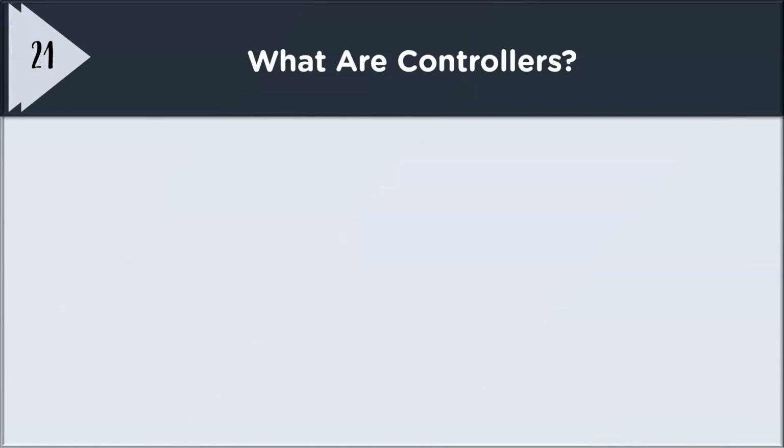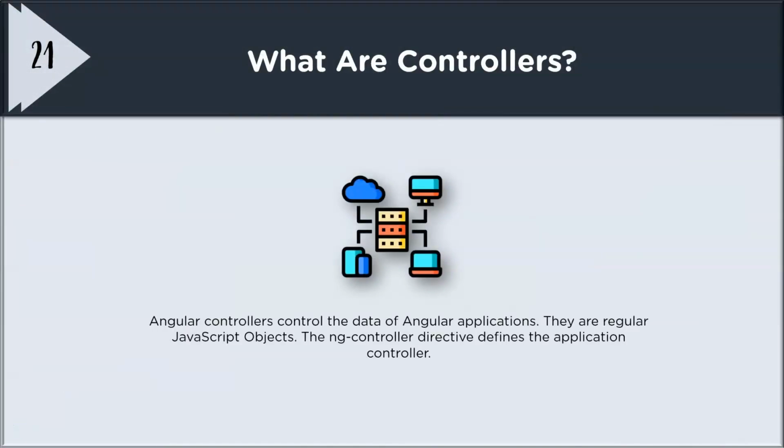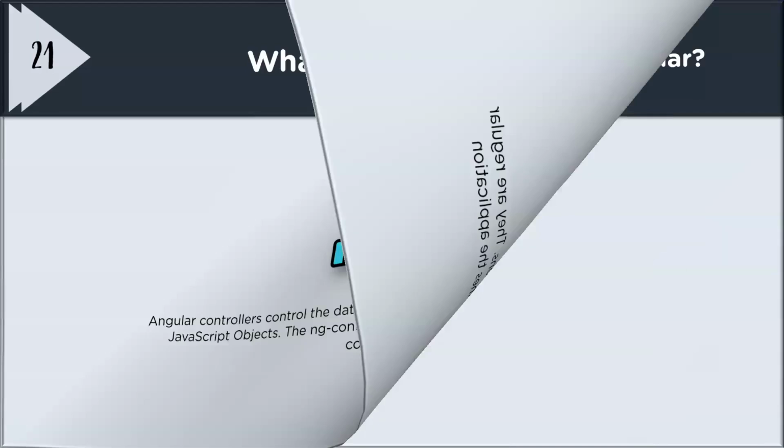Moving on, what are controllers? As the name suggests, controllers control the data of Angular applications. They are regular JavaScript objects, and the ng-controller directive defines the application controller. Next question, what do you understand by scope in Angular?